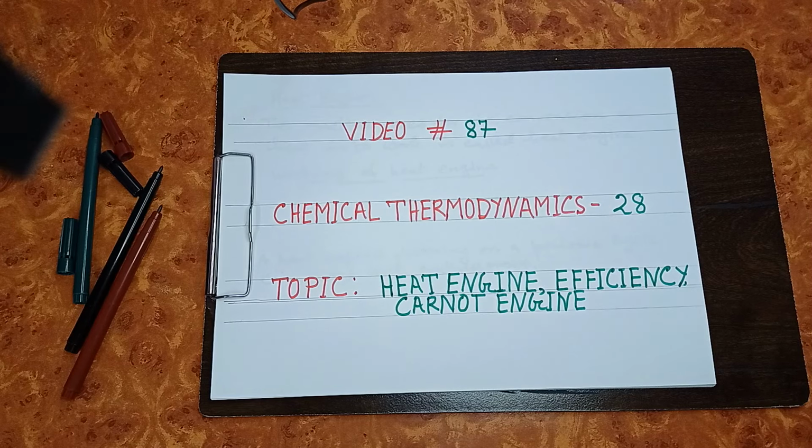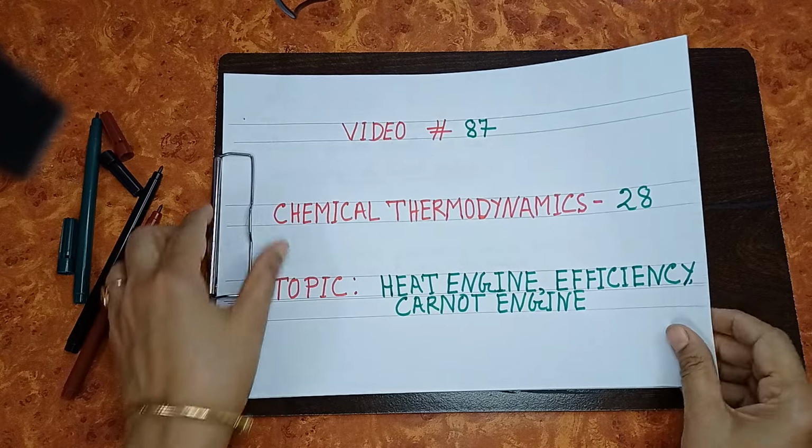So today's video is video number 87, and video number 87 is the 28th episode of Chemical Thermodynamics. The topic of today's episode is heat engine, efficiency and Carnot engine. So let's start.